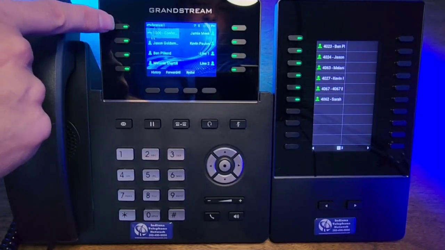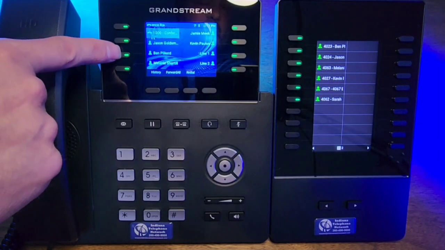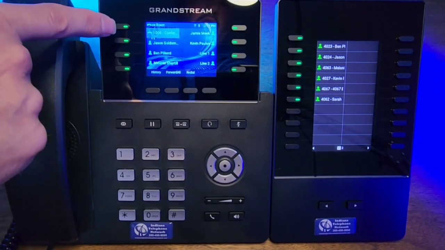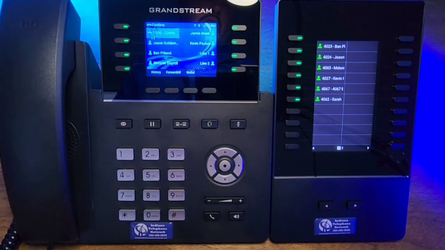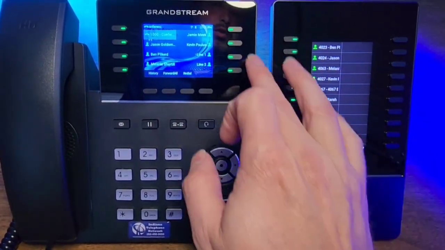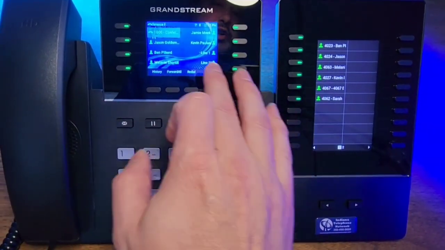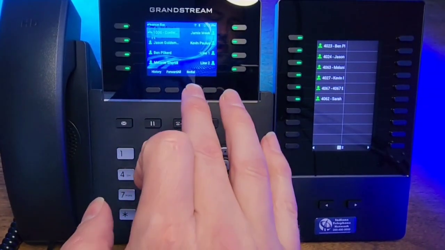Like I said, these are shared calls, shared lines or extensions. So you are able to monitor those extensions or those shared lines if you have a shared line set up.